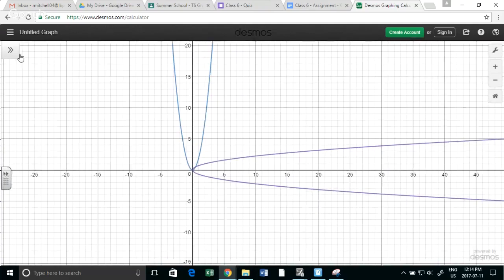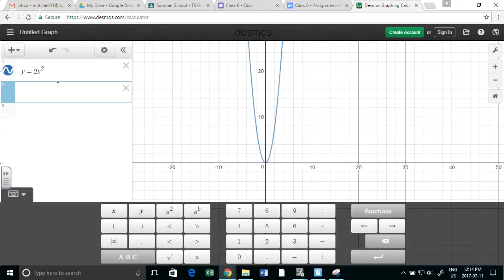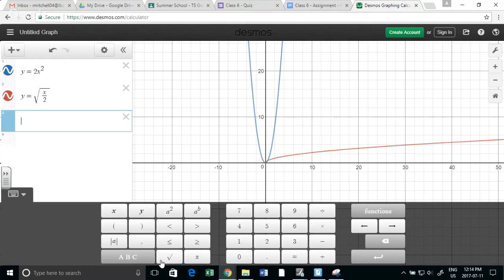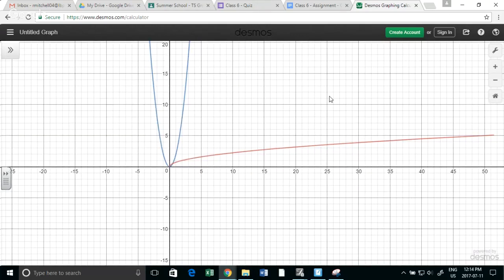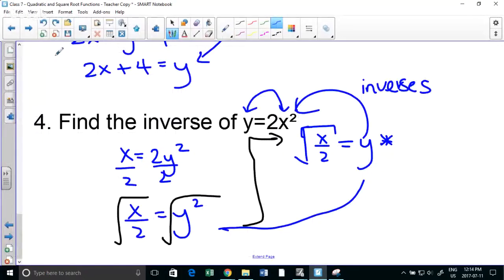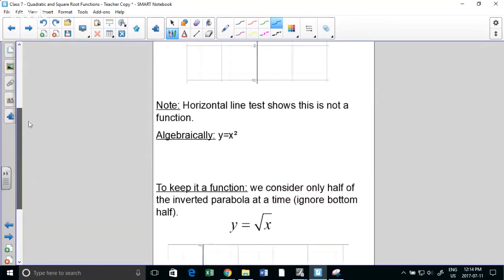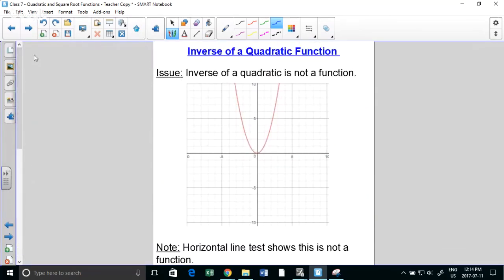So what we are going to do is only consider half of it. So this is just the top half. And now this is a function. We call this the square root function, which is the inverse of a quadratic.